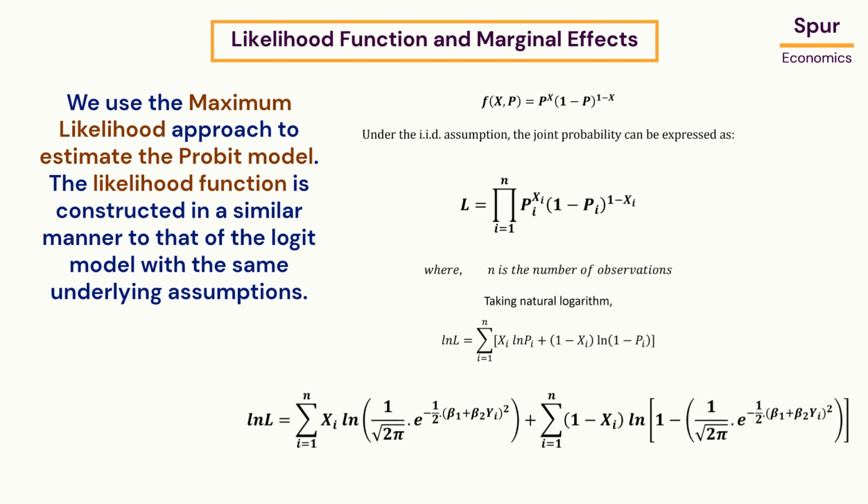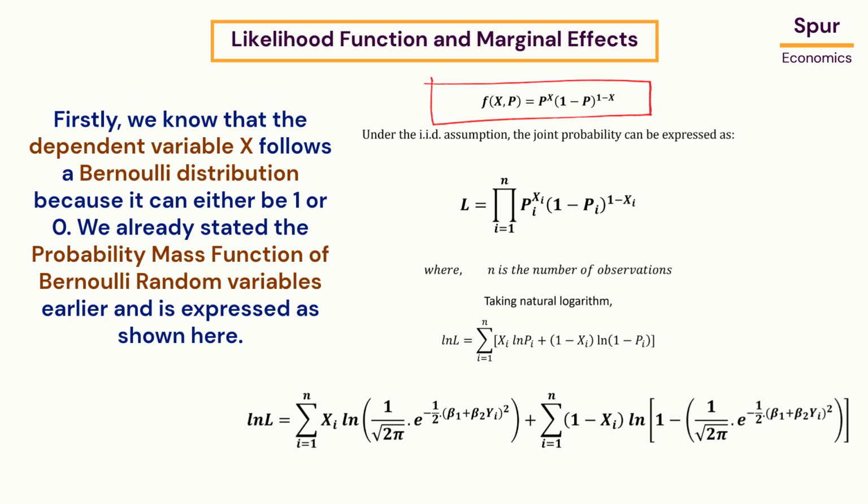We use the maximum likelihood approach to estimate the Probit model. The likelihood function is constructed in a similar manner to that of the logit model with the same underlying assumptions. Firstly, we know that the dependent variable x follows a Bernoulli distribution because it can either be 1 or 0. We already stated the probability mass function of Bernoulli random variables earlier and it is expressed as shown here.